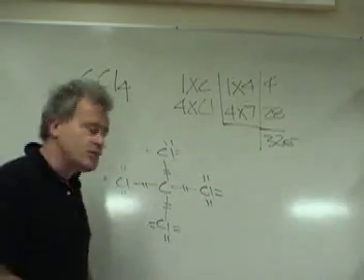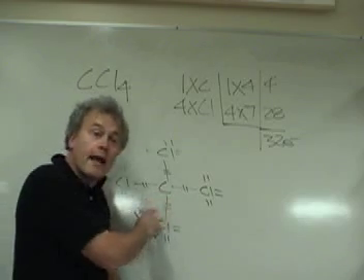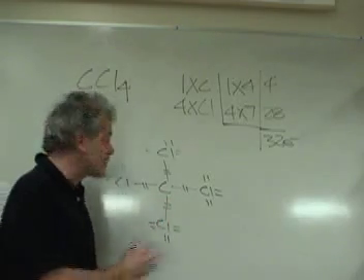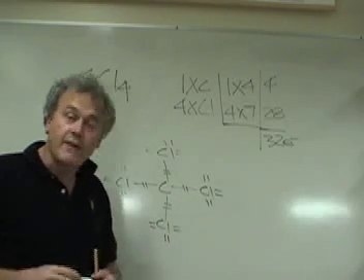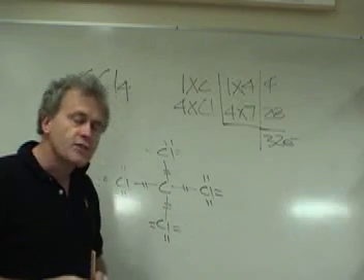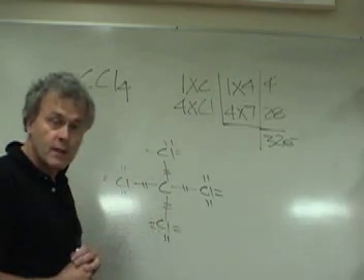The next step in the procedure is to consider the central atom. The central atom, the carbon atom in this case, sees how many electrons? 2, 4, 6, 8. It also must have 8 electrons around it. So it wants 8, it sees 8, it's happy.